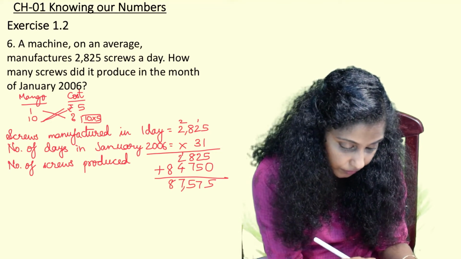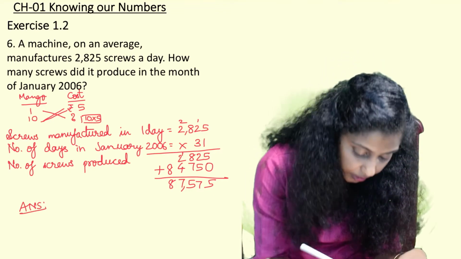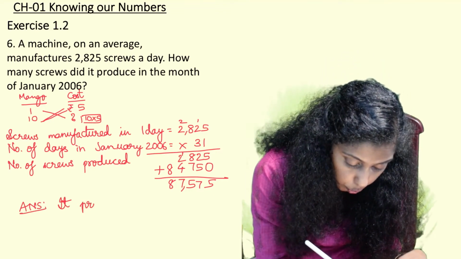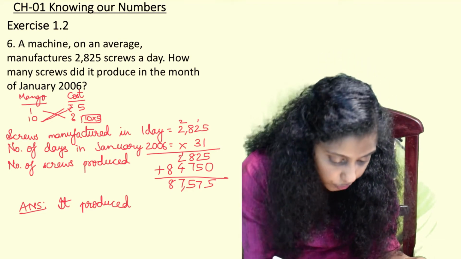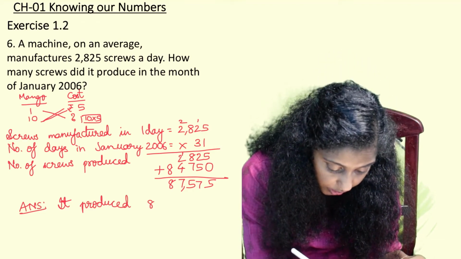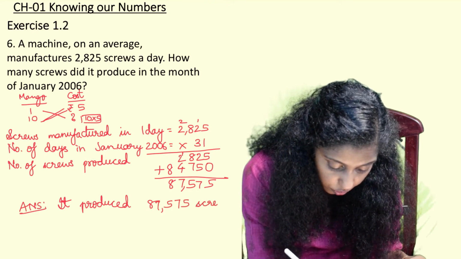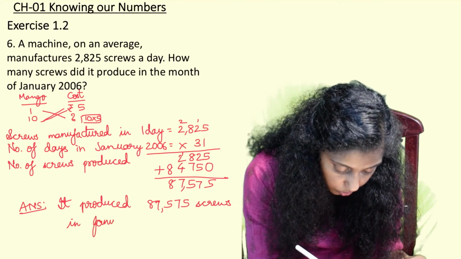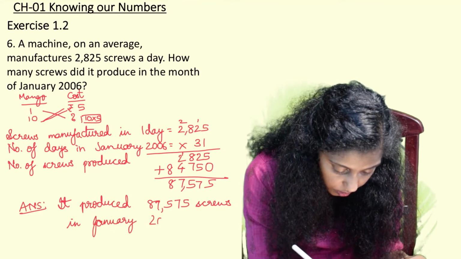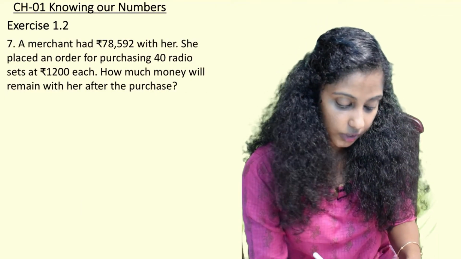So then the answer is, how many screws did it produce? Because did is in the past tense, it produced, which will be taught in English videos. It produced 87,575 screws in January 2006. Yay! Now we move on to the next question.